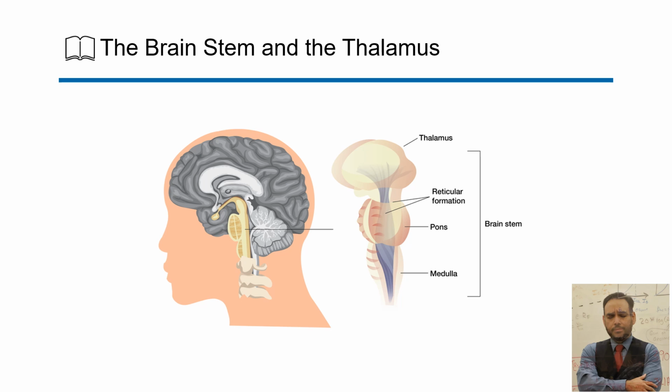So let's dive into the brainstem a little bit more and the thalamus. These are both super important parts of your brain. The brainstem itself is located at the base of the brain, we said. It connects to your spinal cord. Think of it as the brain's connection to the rest of the body.